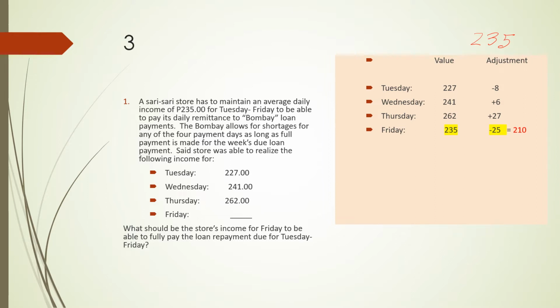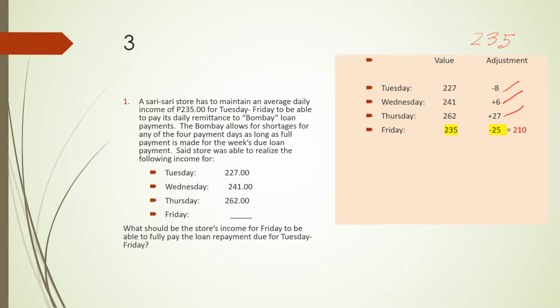But if the Bombay loan repayment collector allows for shortages prior to Friday, as long as these are offset on the final collection day for the week, which is on a Friday, then we will have to say 227 is 235 minus 8, 241 is 235 plus 6, and 262 is 235 plus 27.